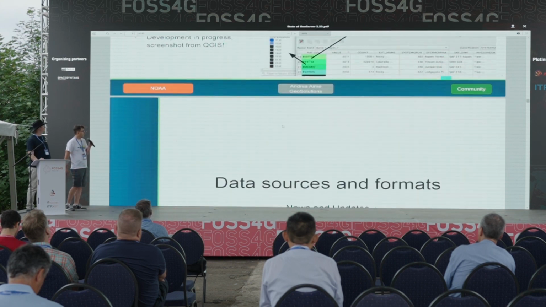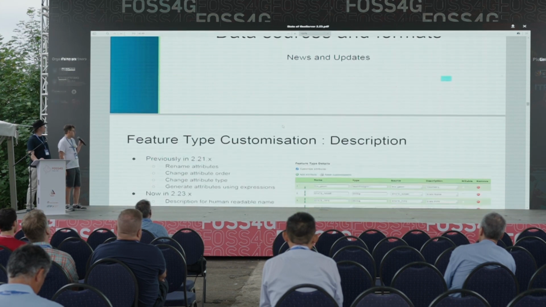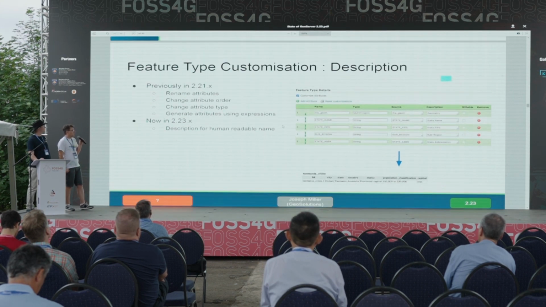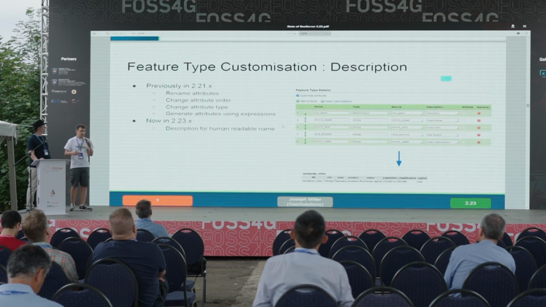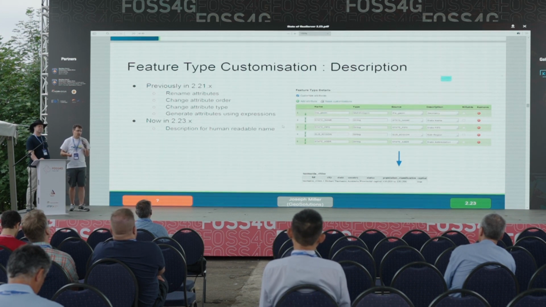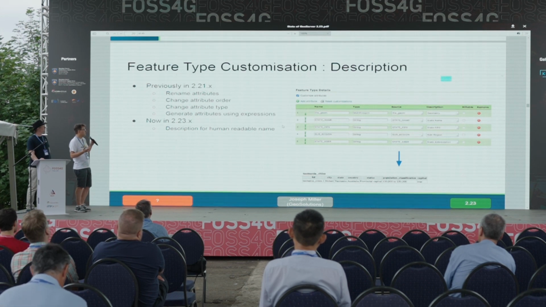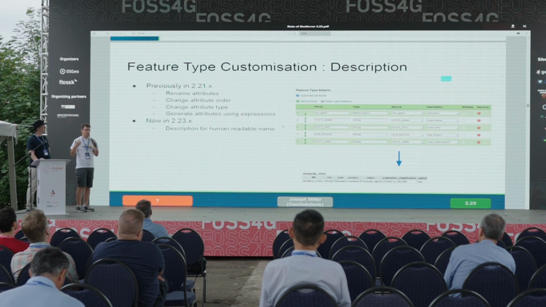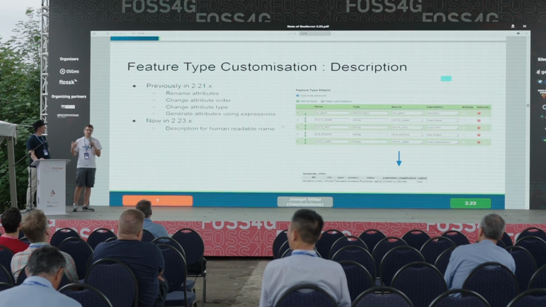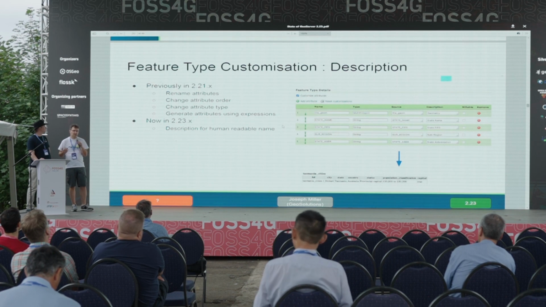Data sources and formats. In a previous version of GeoServer, we added the ability to customize type names and attribute names and so on. In this version, we also added the ability to customize the description that eventually goes into the schema definition of a feature type in WFS.